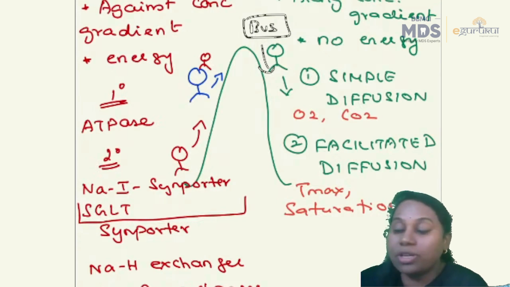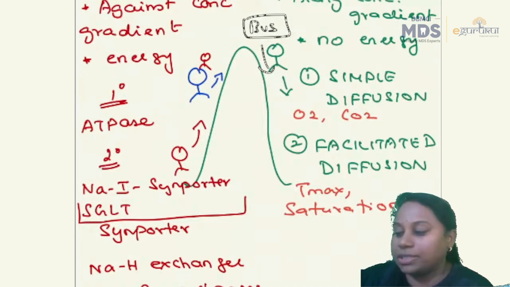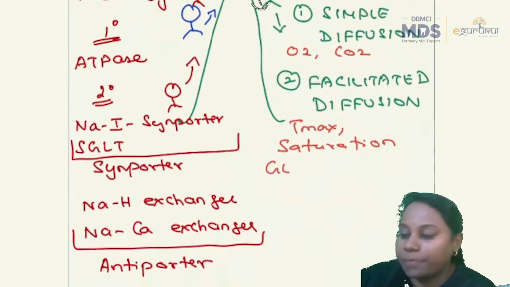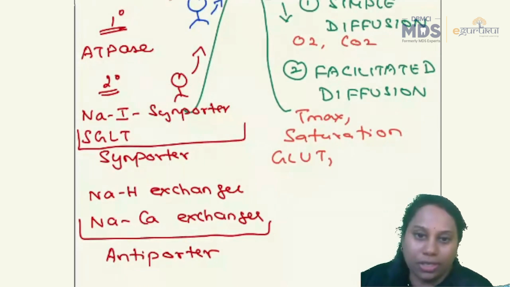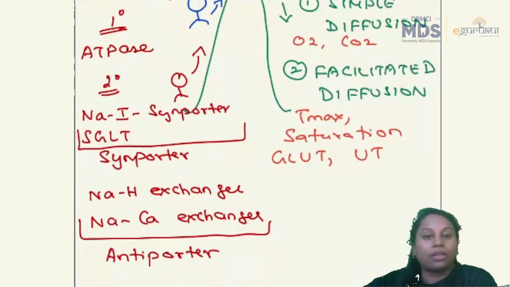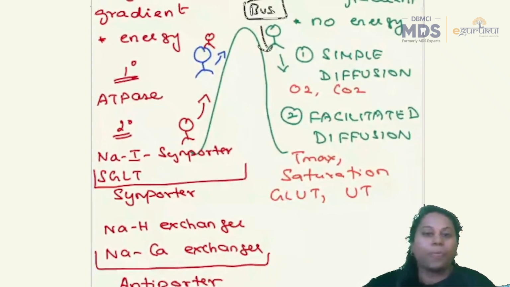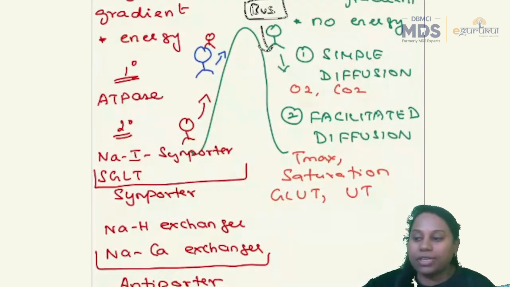If the transporter can reach a Tmax and it gets saturated, it is called facilitated diffusion. Example, GLUT, glucose transporters, and UT, urea transporter. GLUT will keep on transporting glucose, but at one point if it reaches the Tmax, after that glucose cannot be transported. Same with the urea transporter also. Simple diffusion and facilitated diffusion.